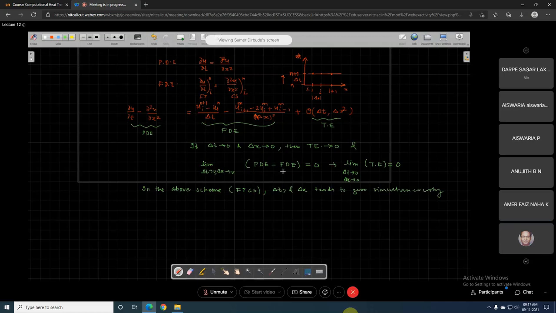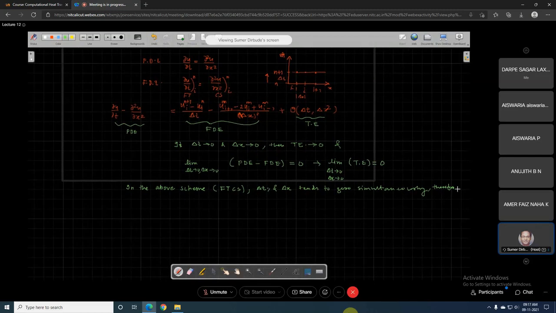So this PDE minus FDE representation can be equal to 0. Okay, so it tends to 0 simultaneously. Therefore, the FTCS scheme is consistent.